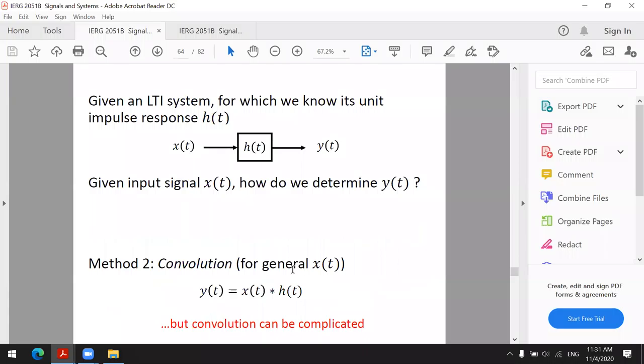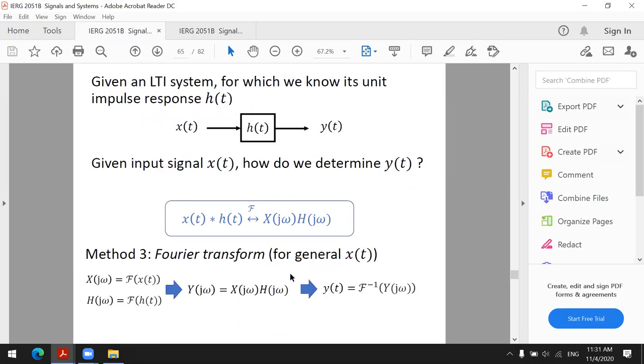Method two we learned even before is to calculate the continuous time convolution between x and h. Depending on the structures of these two signals, the calculation can sometimes be sophisticated. Then method three is both generalizable to periodic or non-periodic signal x of t, and also much easier to calculate than the convolution. It utilizes this convolution property of the Fourier transform.